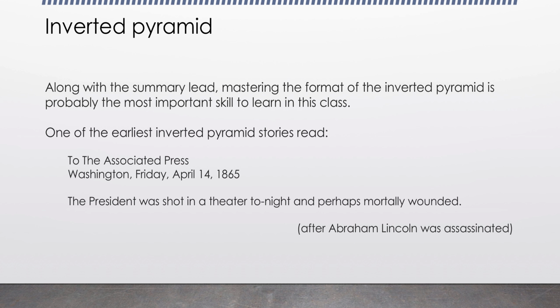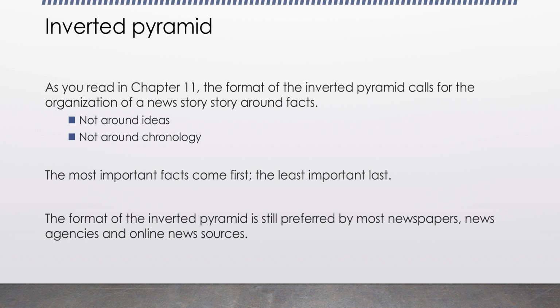The president was shot. As you read chapter 11, the format of the inverted pyramid calls for the organization of a news story around facts, not around ideas, not around chronology, which is why sometimes it's been called an anti-story, because it doesn't really build, it doesn't set the scene. It really comes with the most important information first. The lead is typically a summary lead, and the least important information comes last.